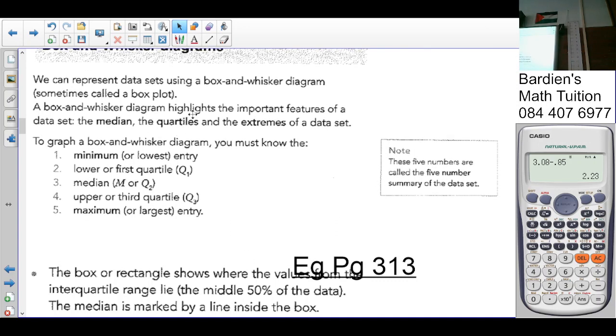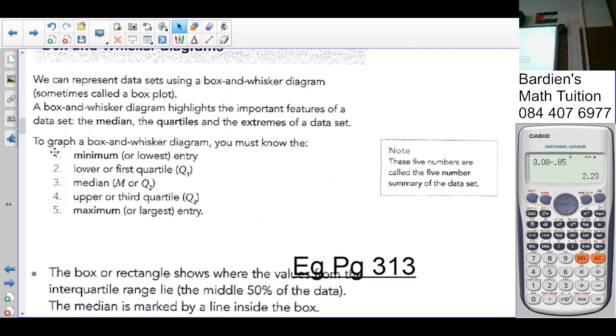We can represent the data set using a box and whisker diagram, sometimes called a box plot. Okay? So a box plot or a box and whisker diagram is basically the same. A box and whisker diagram highlights the important features of the data set: the median, the quartiles, and the extremes of the data set. So the box and whisker diagram consists of five numbers. It's also known as the five number summary. So the five number summary is represented by a box and whisker diagram.